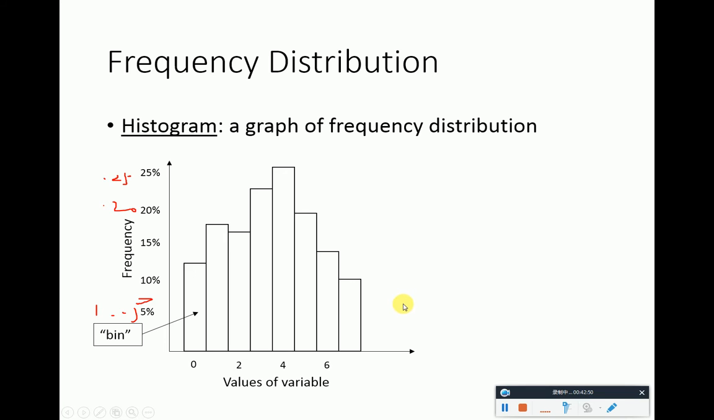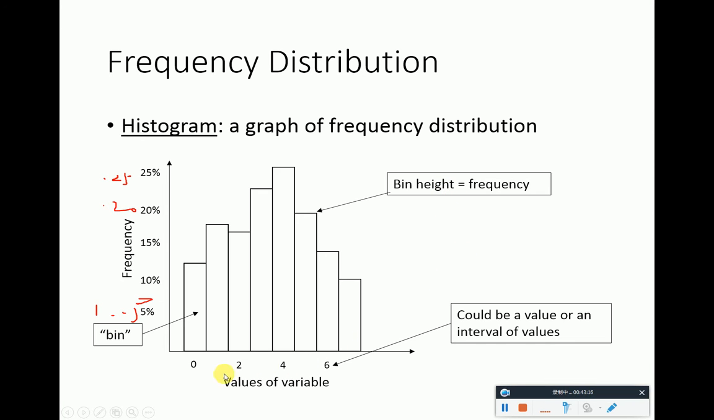Okay? So in other words, the height of the bin, right? This is a bin. The height of the bin represents its corresponding frequency. So this 5, the value of 5 of this variable occurs for about 20% of the time, right? So bin height represents frequency.